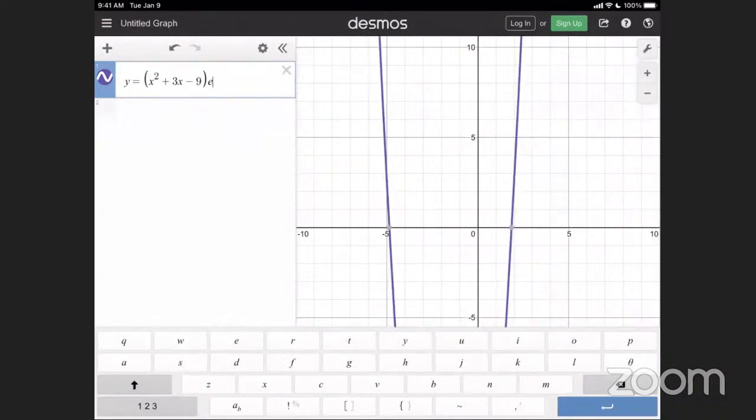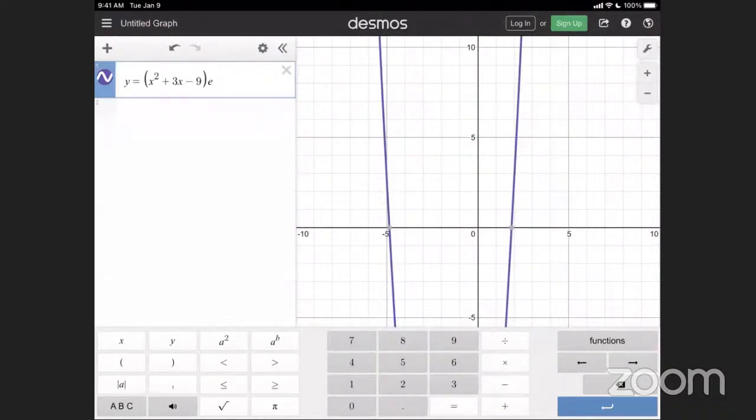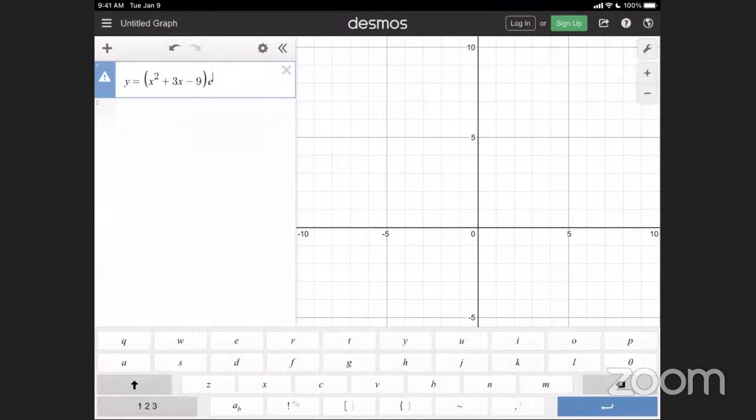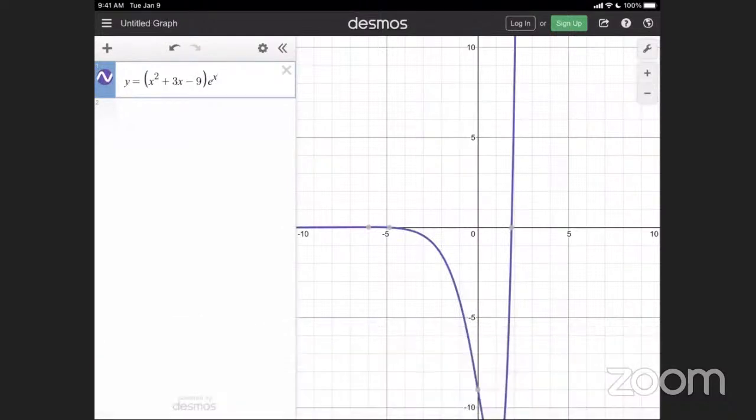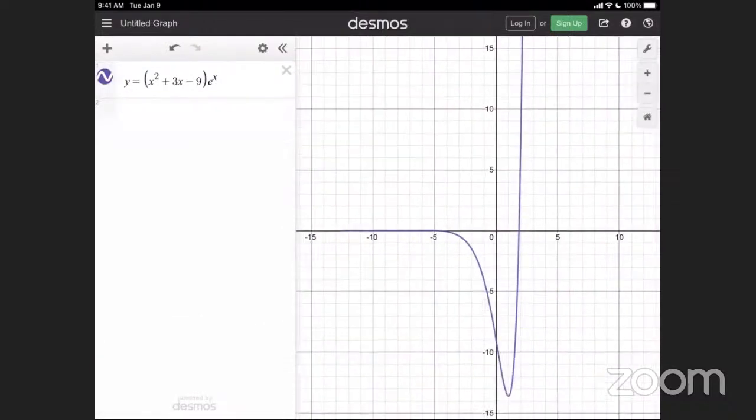E to the X. It's just weird that I don't have those, but yeah, maybe that's all I'm supposed to do. Where's X? Yeah, there it is. I guess that's how I do it. Okay, so there's my function.